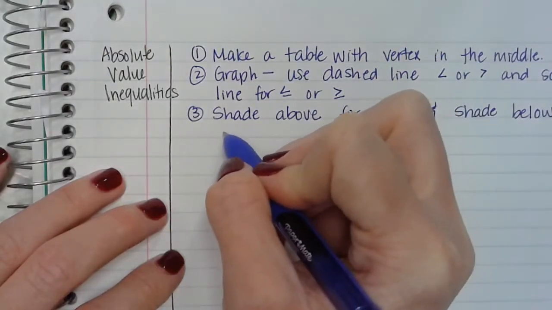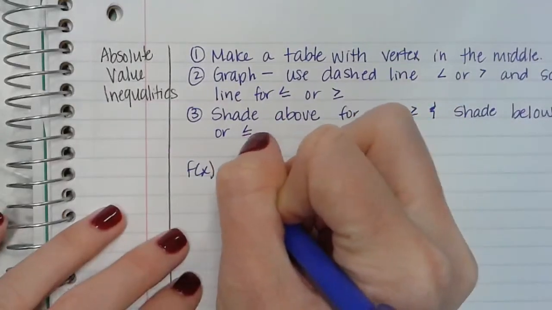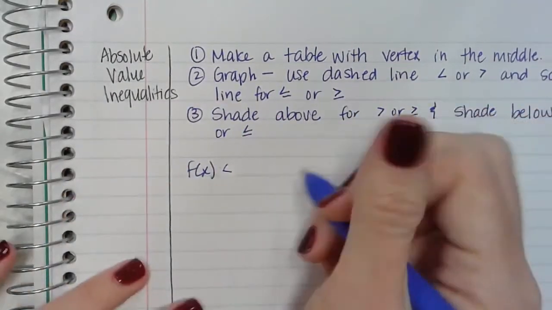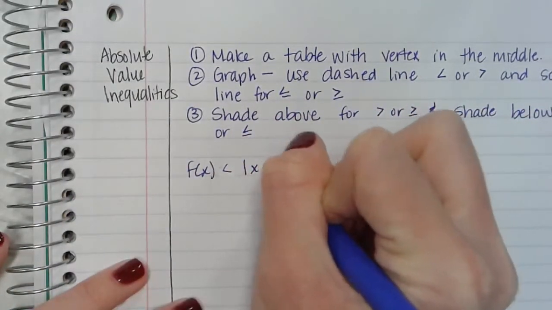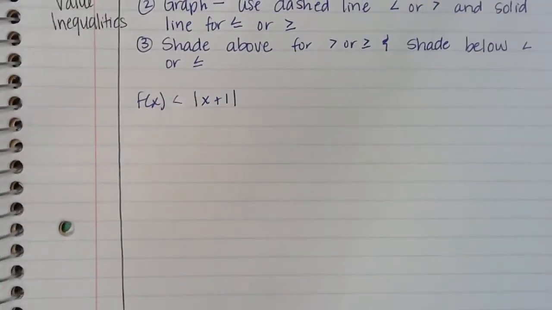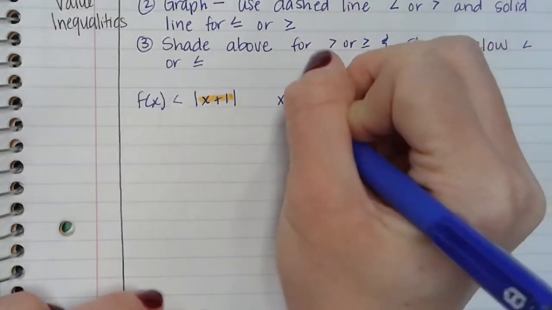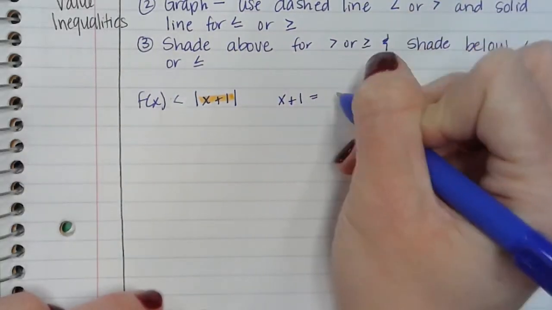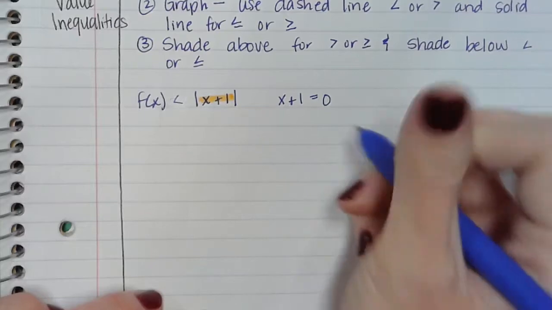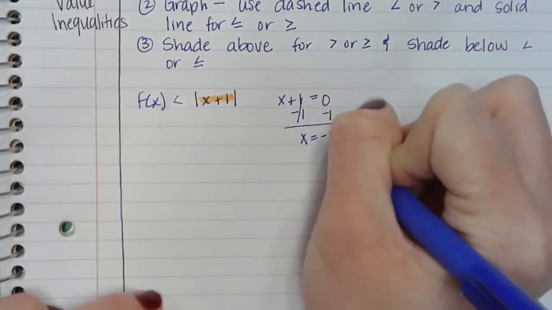All right, so let's look at an example. Let's say I have f of x is less than the absolute value of x plus 1. So we follow the same steps as when we graph regular absolute value functions. We take the inside of our absolute value expression, whatever's between the bars, set that equal to 0 and solve for x. And remember, that gives us the vertex. So subtract 1, you get x equals -1.